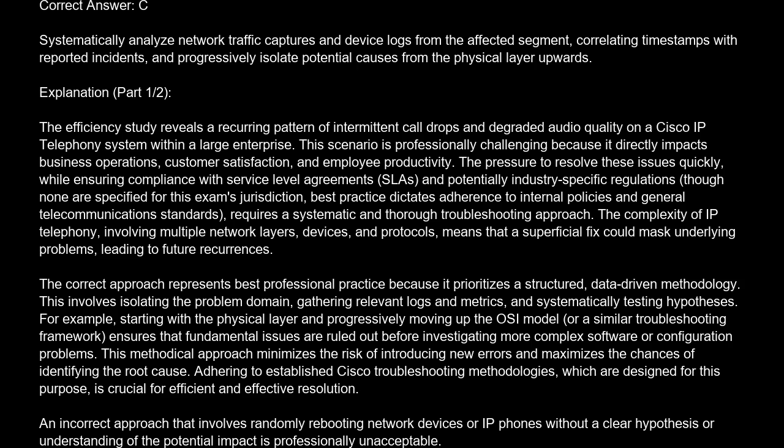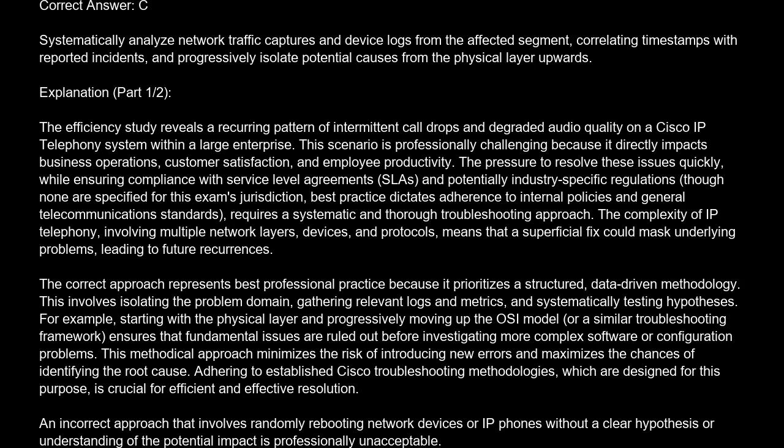The complexity of IP telephony, involving multiple network layers, devices, and protocols, means that a superficial fix could mask underlying problems, leading to future recurrences. The correct approach represents best professional practice because it prioritizes a structured, data-driven methodology. This involves isolating the problem domain, gathering relevant logs and metrics, and systematically testing hypotheses.